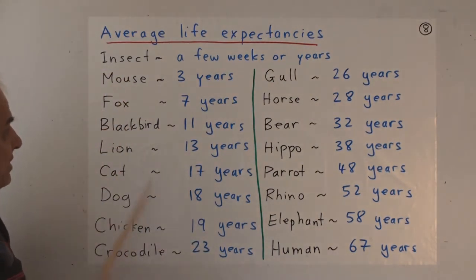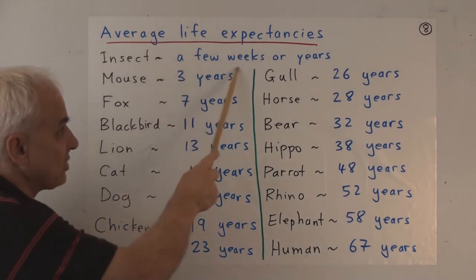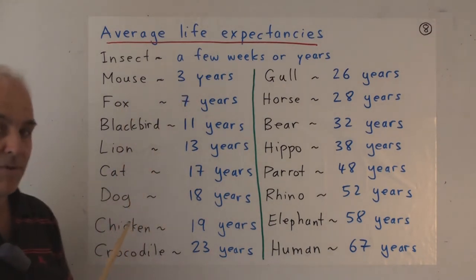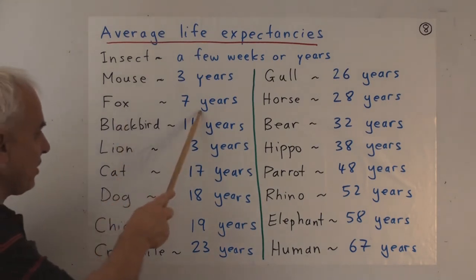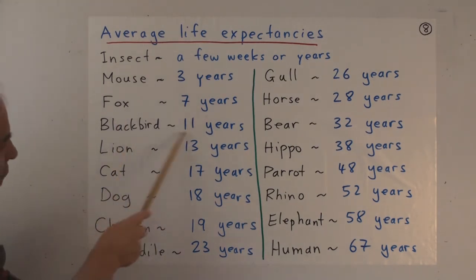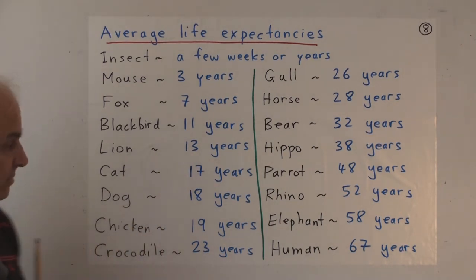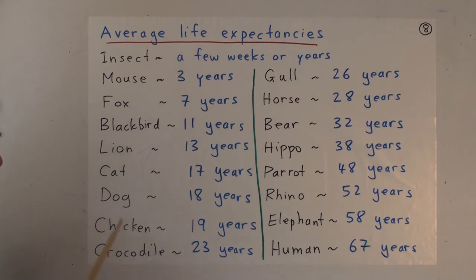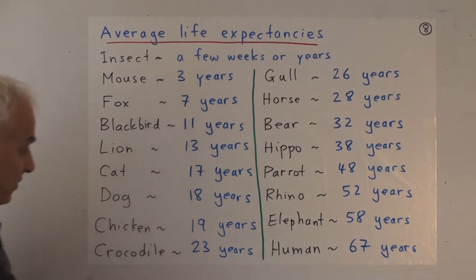But insects, well, there's quite a range. Insects can live a few days or a few weeks or perhaps a few years. A mouse generally lives around 3 years on average. A fox, 7 years. A blackbird, 11 years. A lion, around 13 years. A domestic cat, around 17 years. A dog, almost the same, just a little bit more, 18 years average for a dog.